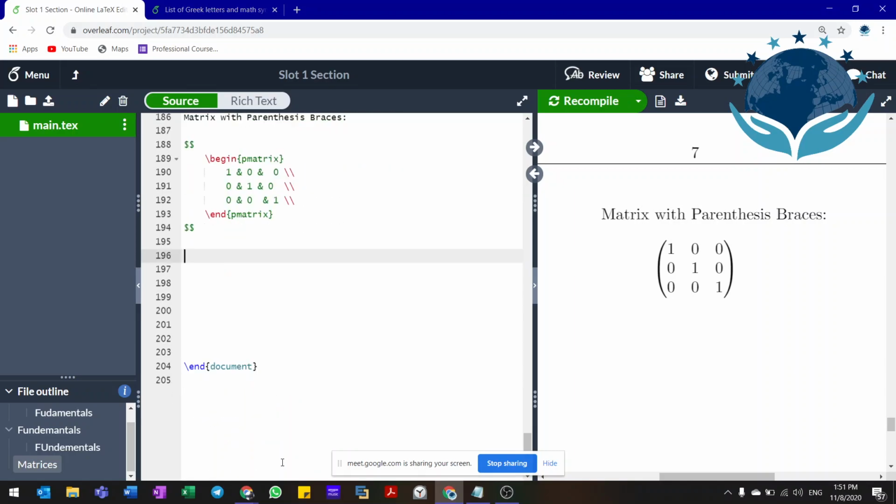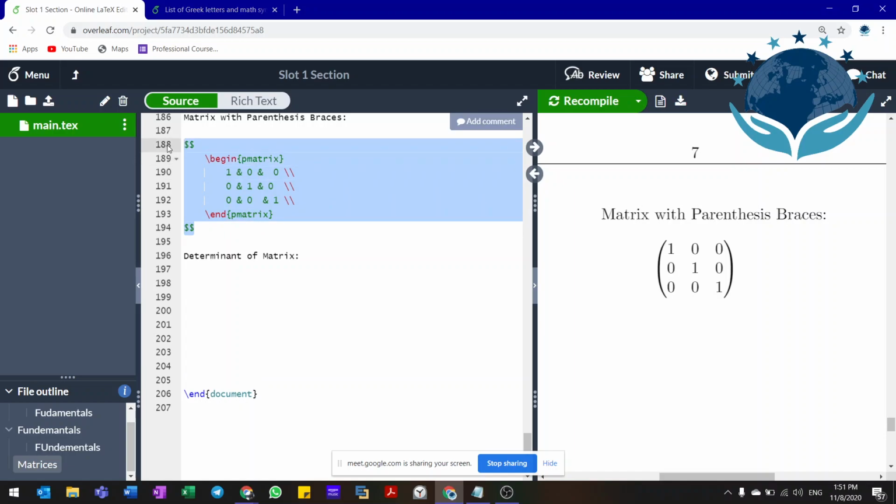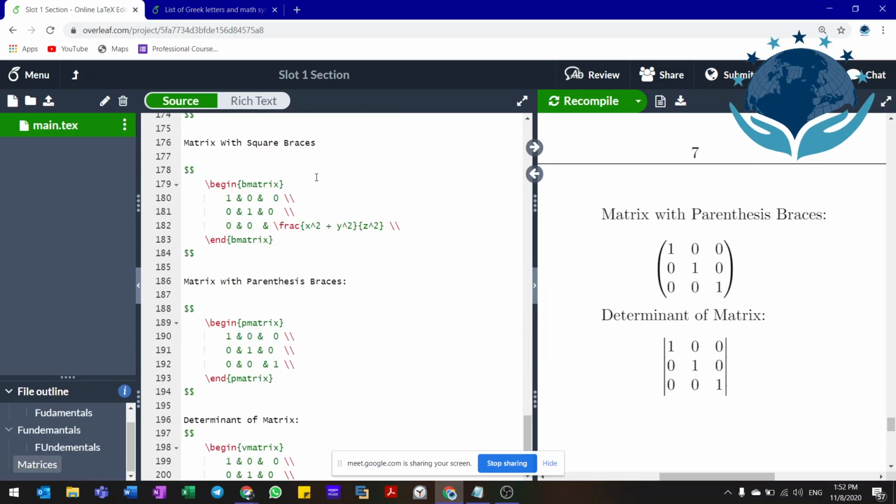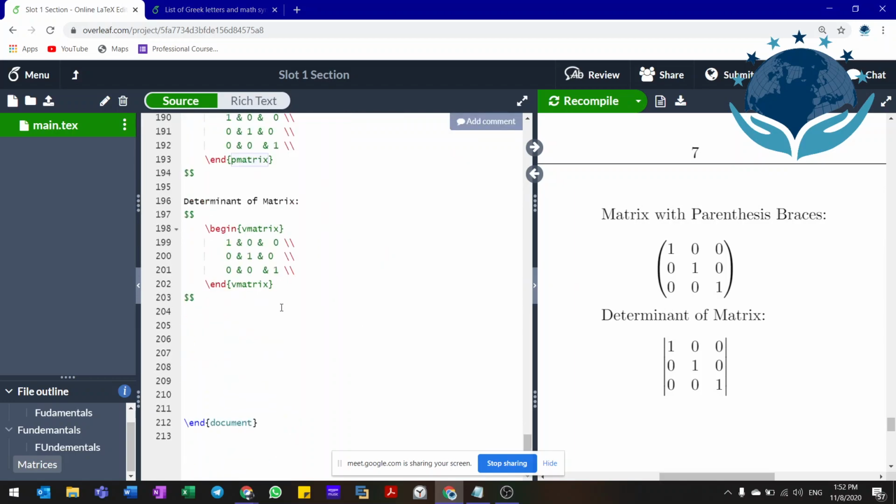Determinant of a matrix. For that, we are going to use the same code, whereas instead of the P matrix we are going to change it to the V matrix, which is nothing but the vertical matrix. So here you can see the determinant. Again, for the square braces you can use the B matrix, for the parentheses you can use the P matrix, whereas for the determinant you can use the V matrix.